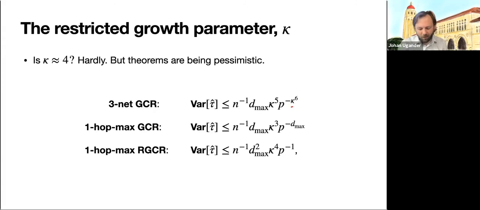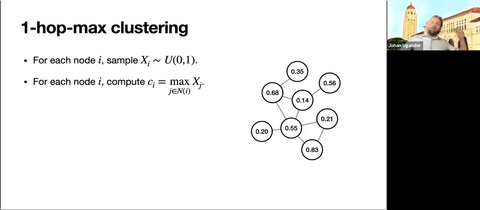So the important thing here was that we had this kappa to the 6 that's no longer in the exponent. And we also shaved a kappa here, but that's sort of details. Okay, so what is this clustering algorithm that I'm advocating for?